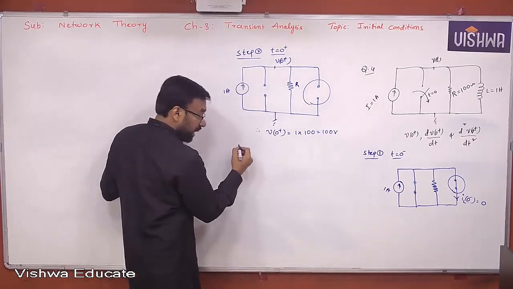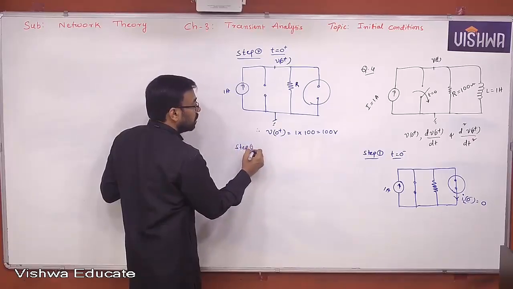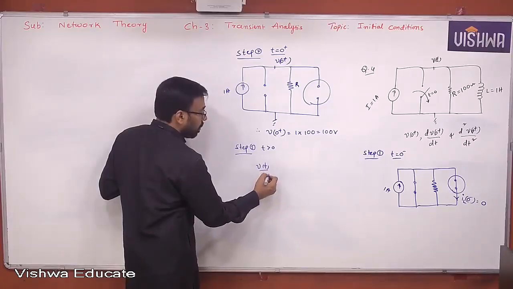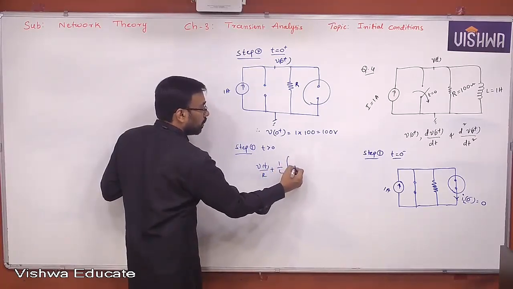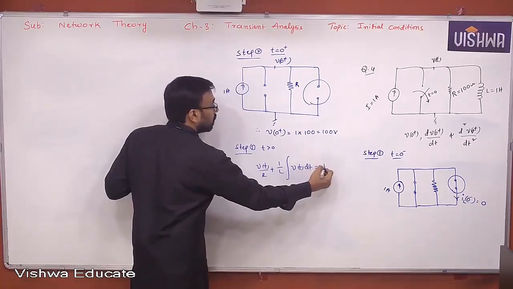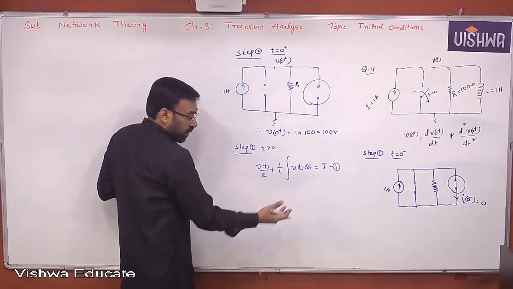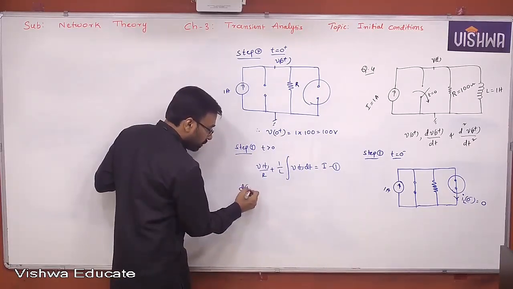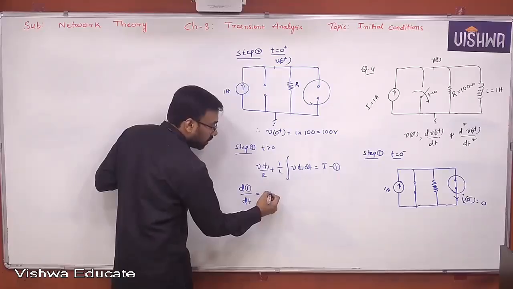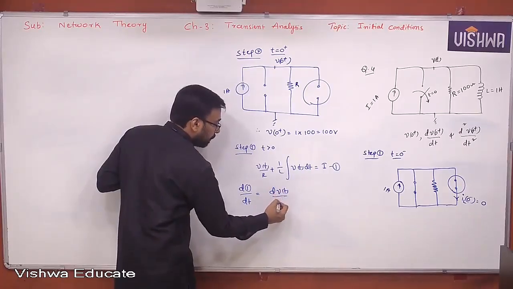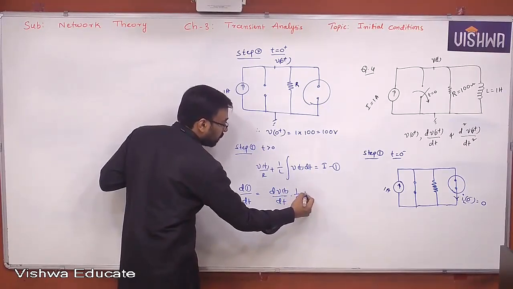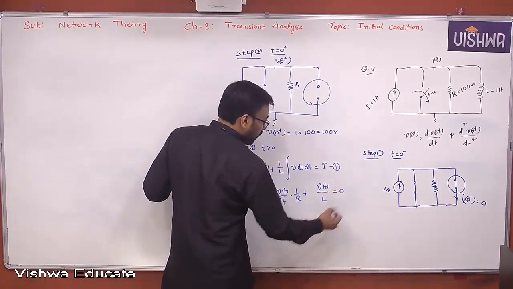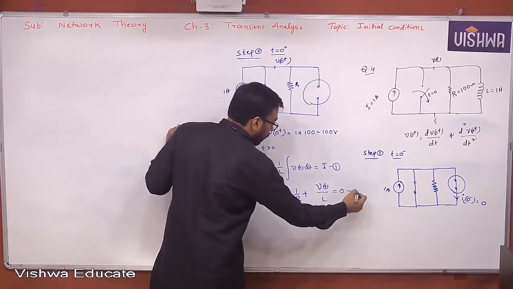That's it. Now step 3 is required because of higher order derivative terms. For t greater than 0, let me write here V of t by R plus 1 by L integral V of t dt is equal to I, equation 1. But you can't really get anything out of it because of the integration. Therefore, go for differentiation of equation 1. What will you get? dV of t by dt into 1 by R plus V of t by L is equal to 0. This is what you get. So call it equation 2.